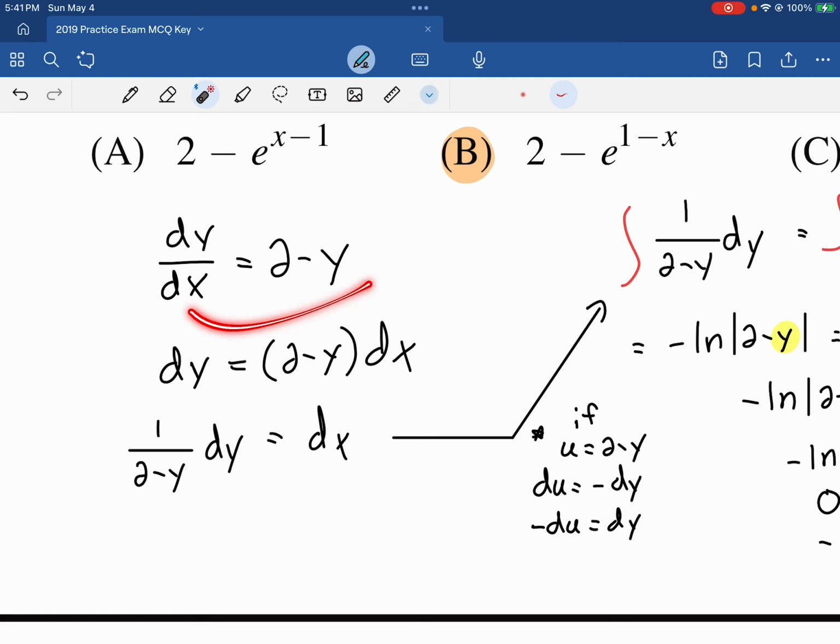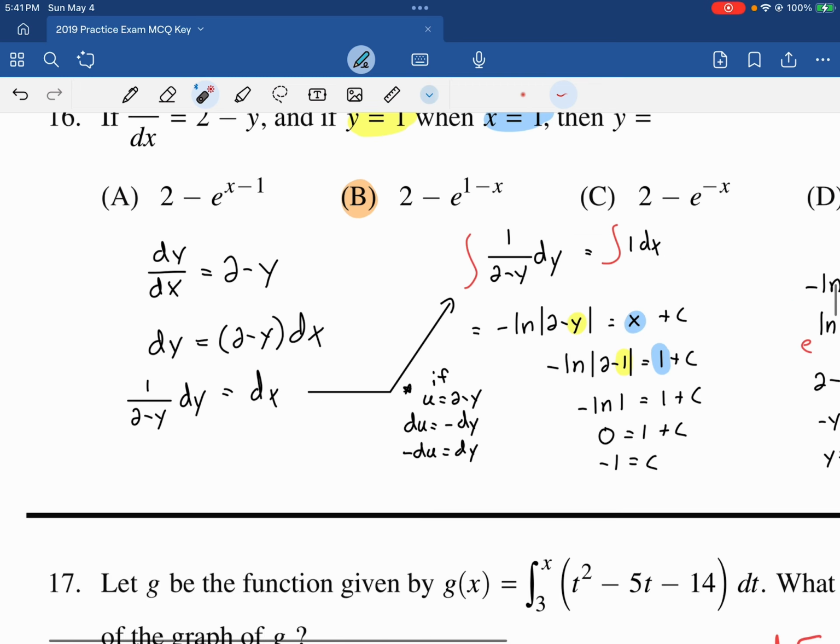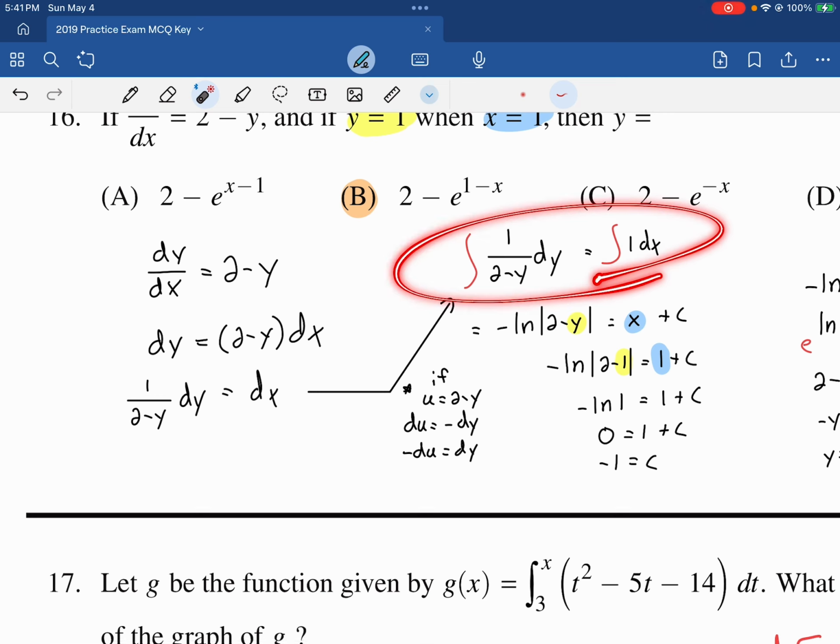So what I'm going to do is multiply dx over, divide by 2 minus y, and take the antiderivative of both sides. This will, in a way, give me a function with no dy/dx, no derivative functions, just my y's and x's for a particular solution.